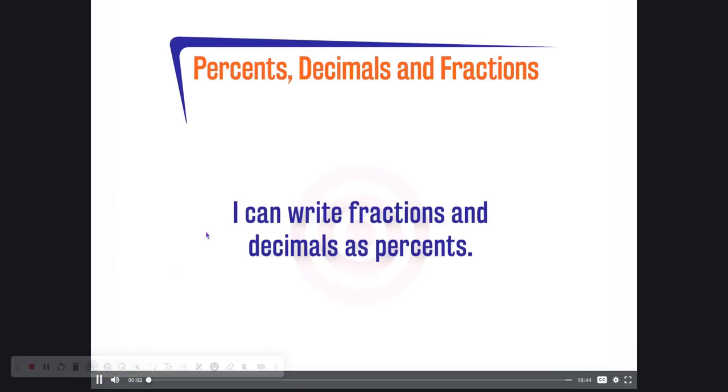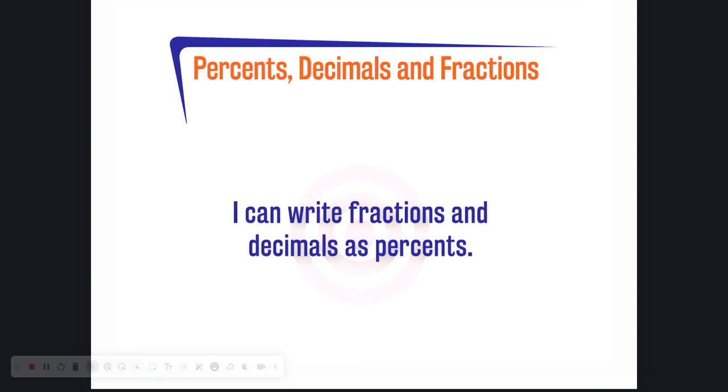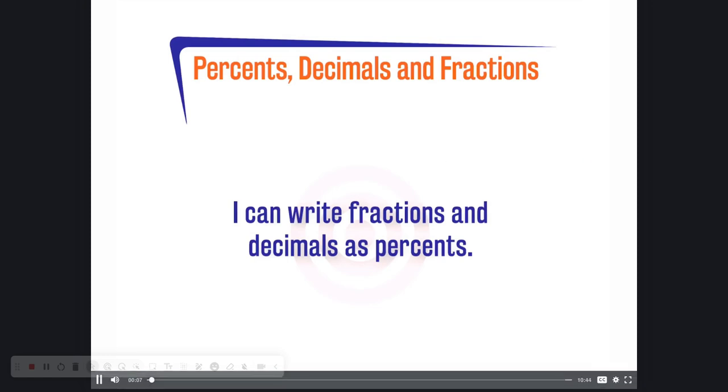Percents, decimals, and fractions. The target for this lesson is, I can write fractions and decimals as percents.